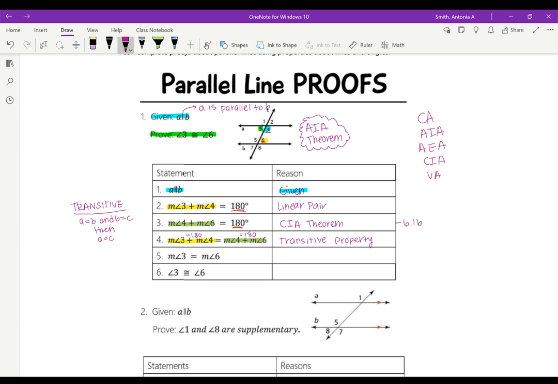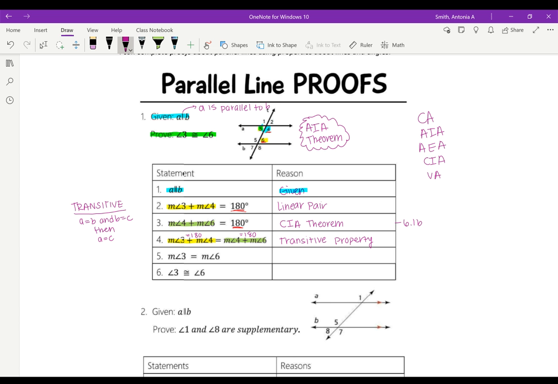So now let's look at number 5. Number 5 is similar to number 4. There's just one thing that's missing. Number 5 says the measure of angle 3 equals the measure of angle 6. So the one piece that's missing from 4 to 5 is the measure of angle 4.